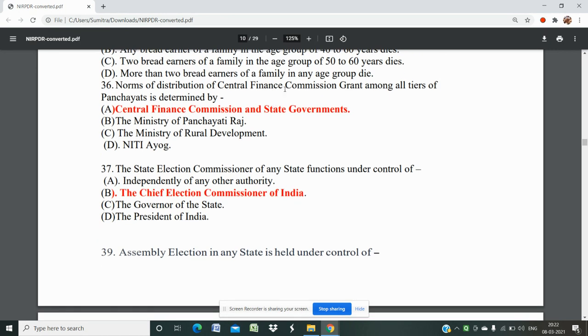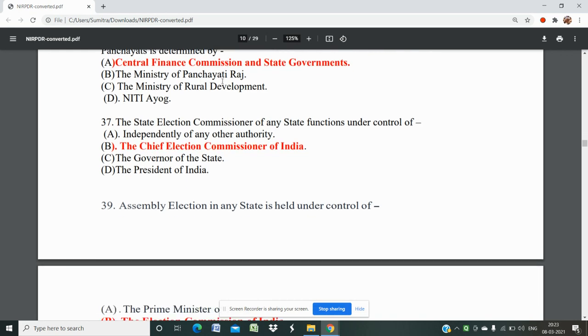Norms of distribution of Central Finance Commission grant among all tiers of panchayat, like gram panchayat, panchayat samiti, and Zila Parishad. These are the three tiers in the rural areas. PRI, Panchayati Raj Institution. You have to read the structure, the function, the allocation, the role and responsibility, the power vested in them, etc. Like in the PRI, at the village level there is the gram panchayat, at the block level there is the panchayat samiti, and at the district level there is the Zila Parishad. So read all these things carefully.